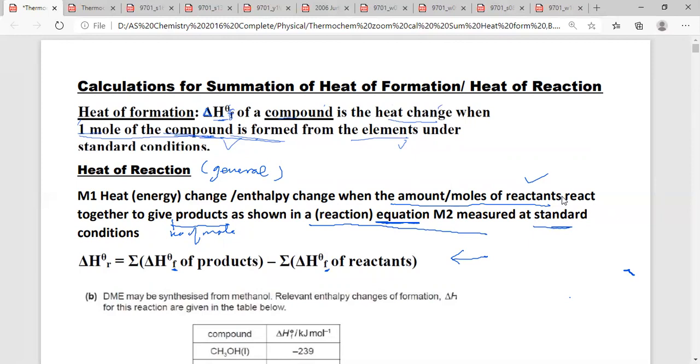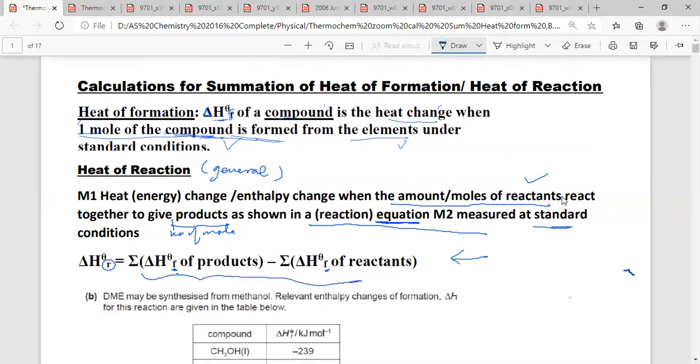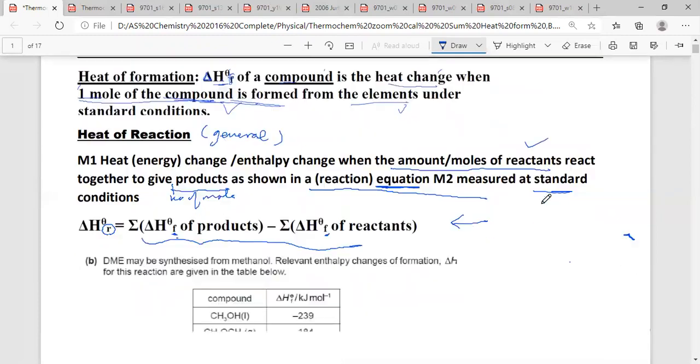This is general for any type of reaction. So now this is quite simple. Heat of reaction here, R is any reaction we do, but you must be provided with all the heats of formation. So it's the summation of heat of formation for products minus the summation of heat of formation for reactants. It's quite simple. It's basically maths.